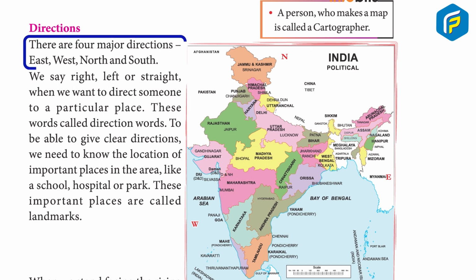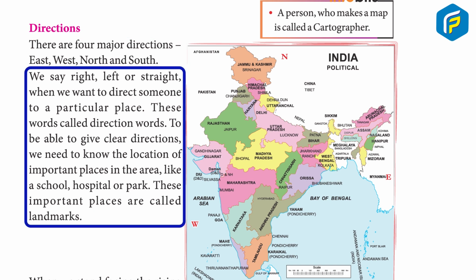Directions. There are 4 major directions: east, west, north, and south. We say right, left, or straight when we want to direct someone to a particular place. These words are called direction words. To be able to give clear directions, we need to know the location of important places in the area, like a school, hospital, or park.